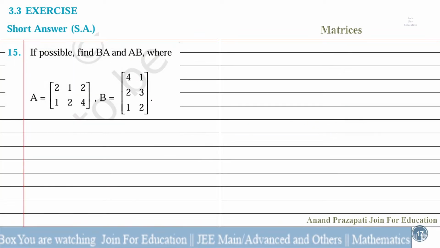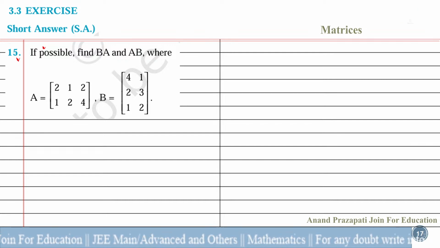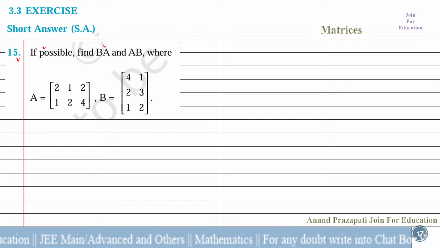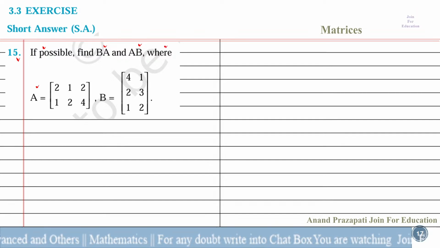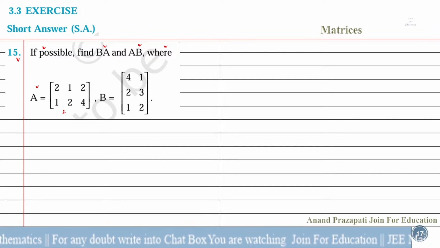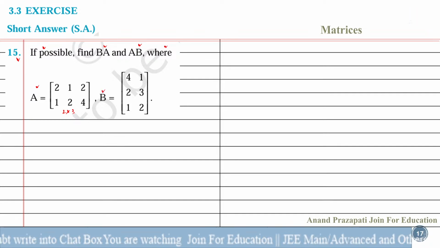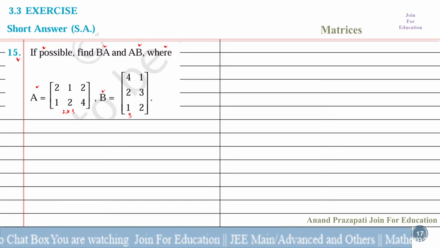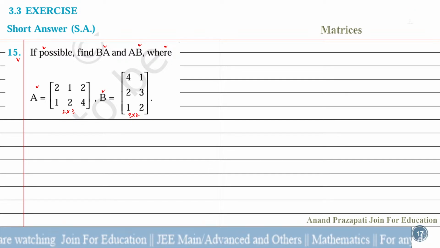Let's see question number 15. In this question, if possible, find BA and AB, where A equal to this one and order of A is what? 2 by 3, and B equal to this one and order of B is what? 3 by 2. So let's see the solution of this question.